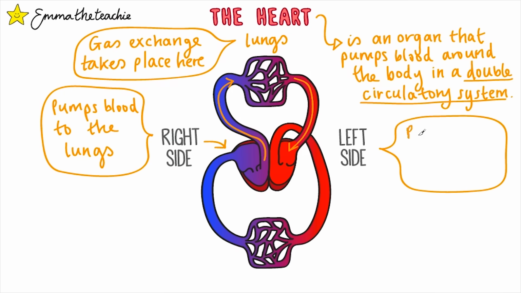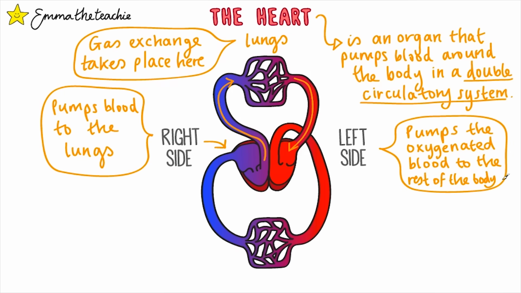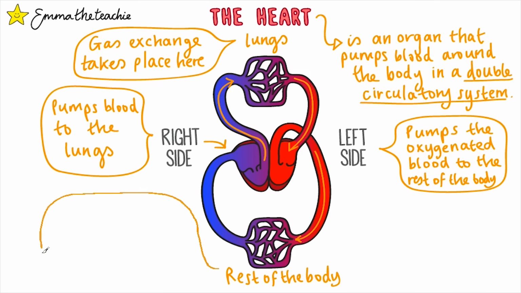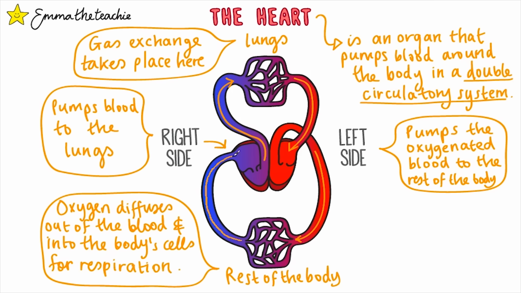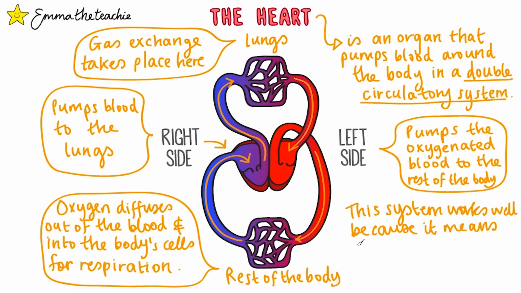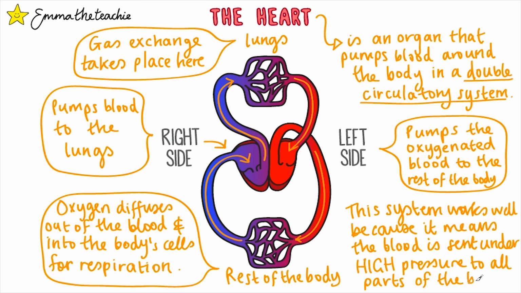The oxygenated blood then returns to the left side of the heart, which pumps this blood to the rest of the body. And down here you can see the capillary network of the rest of the body. In the capillaries, oxygen can diffuse out of the blood and into the body's cells, where it's used for respiration. Carbon dioxide is produced, and this will get transported up to the right side of the heart to be taken to the lungs. The double circulatory system works really well, as it means the oxygenated blood is pumped separately, and so it's sent under a really high pressure so it can reach all parts of the body.